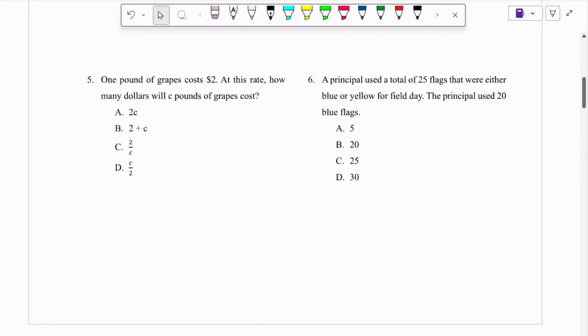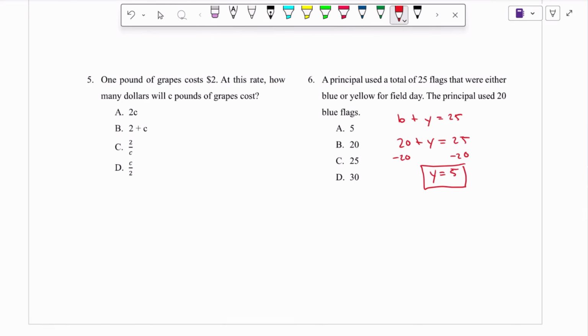Looking at problem 6, a principal used a total of 25 flags that were either blue or yellow for field day. The principal used 20 blue flags. So if you think about it, I got blue plus yellow equals 25. The principal used 20 blue flags, so this is going to become 20 plus y equals 25. I'm going to subtract 20 from both sides and find out that I used 5 yellow flags.